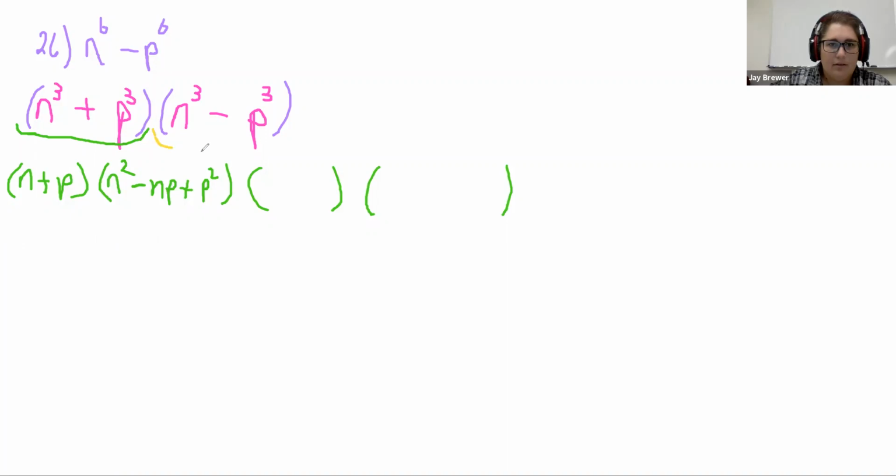Now, if we look at the difference, it's pretty similar, except we're going to have different signs. So we're going to do n minus p, n squared plus np plus p squared. Now that's it. You can't do anything else to it. Those are your factors. You could choose to rearrange those. You would still get the same answers. I would not, because if you leave them the way they are, then you can very easily see where they came from.